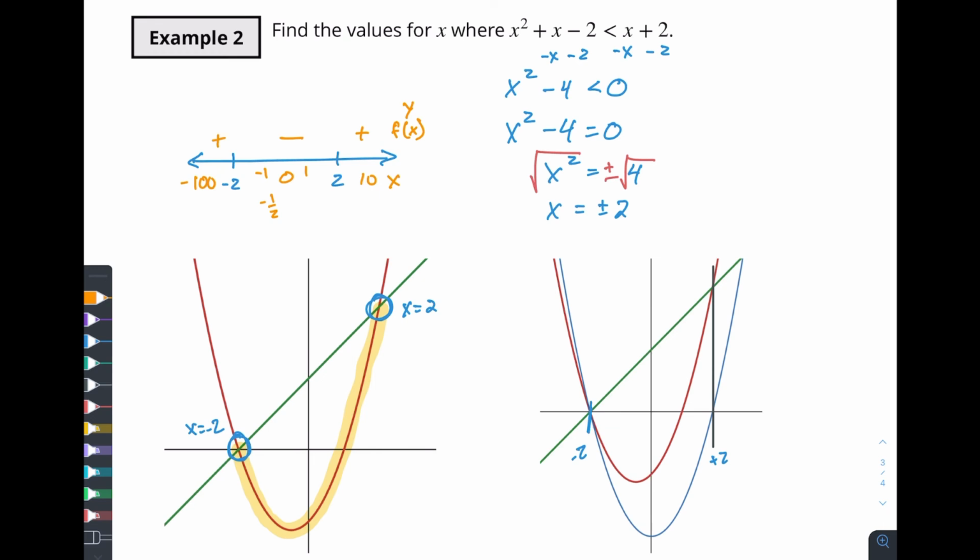So as we can see here, where this function is less than x plus 2, or where this function is less than 0, are all going to be the same values, which are right here between where x is greater than negative 2 and x is less than positive 2. Those are my values where this function is going to be less than this or less than this.